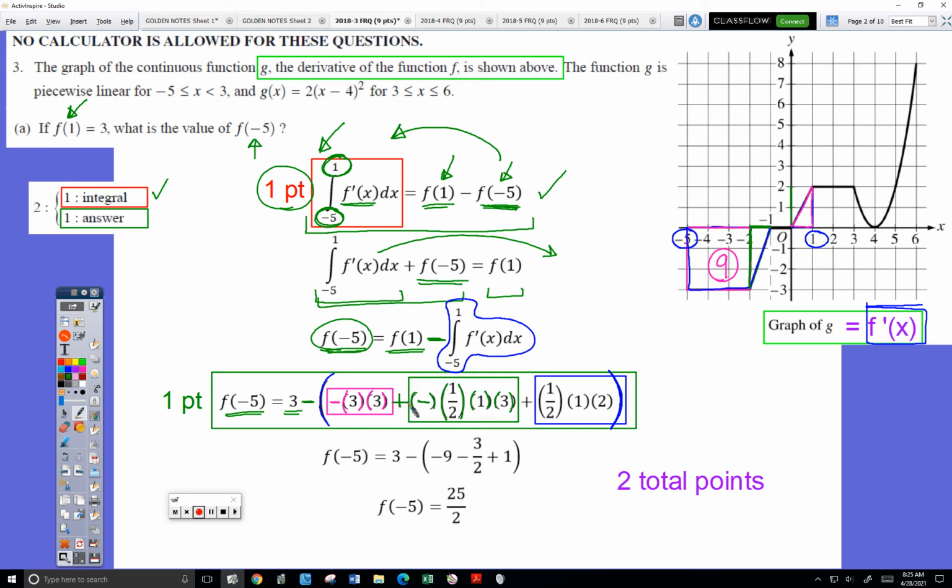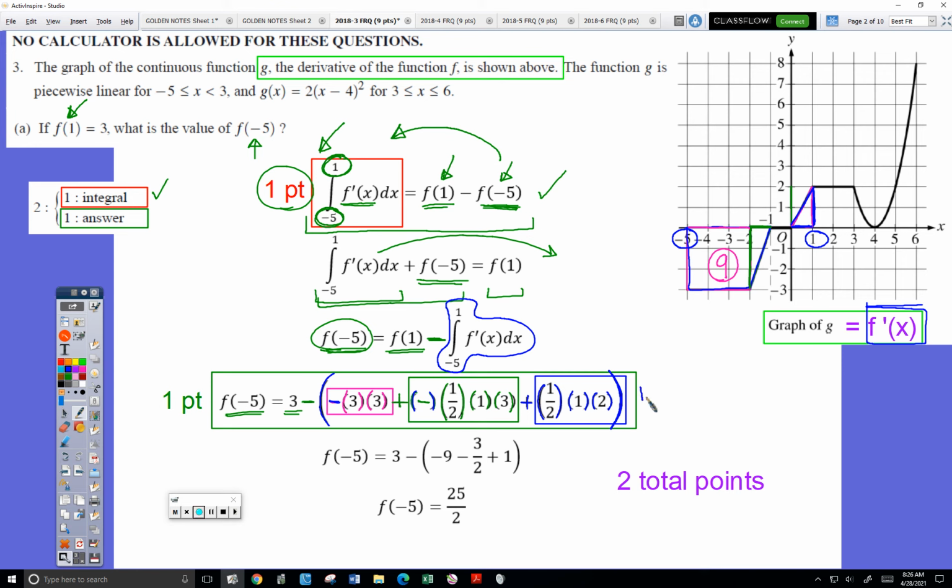Then I must also account for the area that is above the x-axis. This area has dimensions of 1 multiplied by 1, 2. So 1 multiplied by 2. Again, it is a triangle, so I multiply by 1/2. That area being above the axis counts positively, so there's no negative like there was for these two areas.